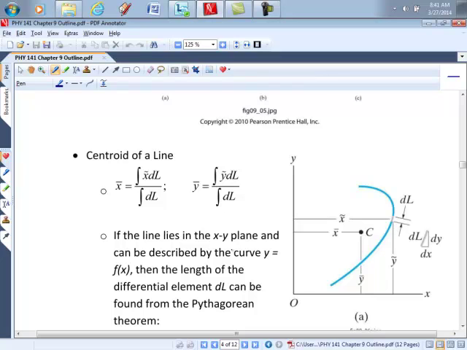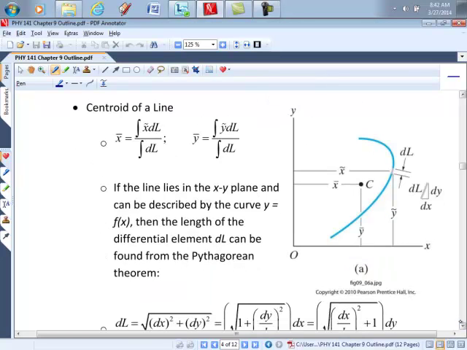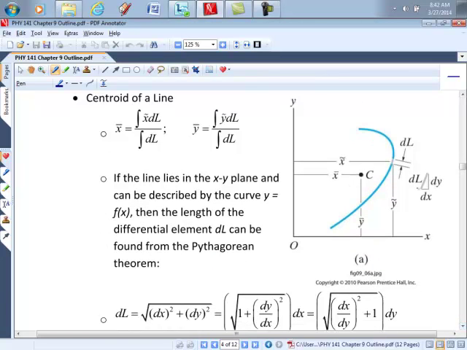So if the line lies in the xy plane and can be described by the curve y equals f of x, then the length of the differential element dl can be found by the Pythagorean theorem. So the length of this dl, right, this is a right triangle here. So dl squared equals dx squared plus dy squared. So that gives us this handy differential.